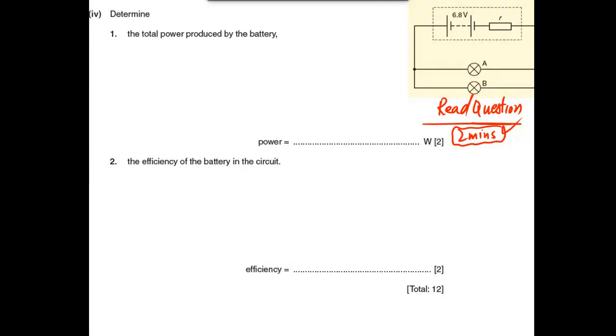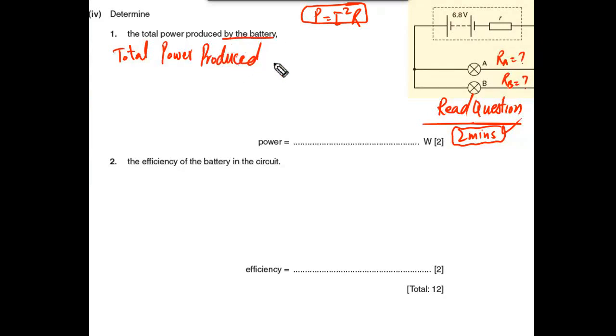Okay, so let's try to answer the easiest and the straightforward way, because we don't know what is RA and we don't know what is RB, so it will be quite long to use this formula. Of course we can find power, but it will be a long process. Let me explain with one simple one so we can understand. Total power produced, so by the battery. So you see, by the battery. So total power produced by the battery. So this is a little bit helpful for you, it is telling you by the battery.